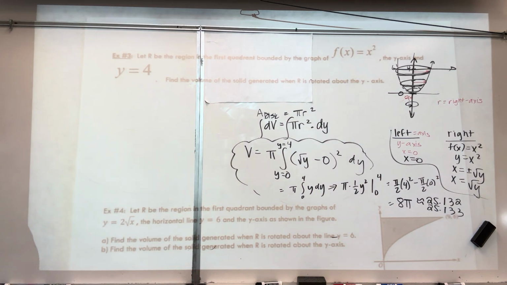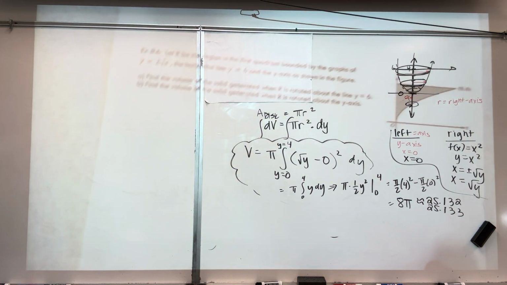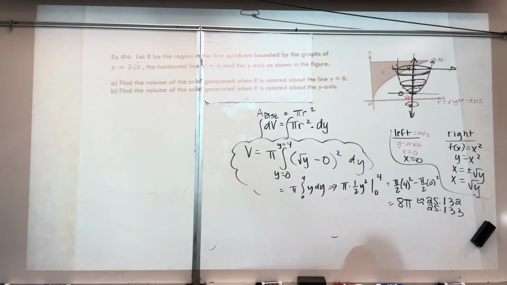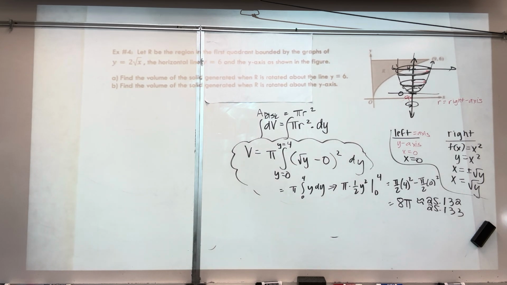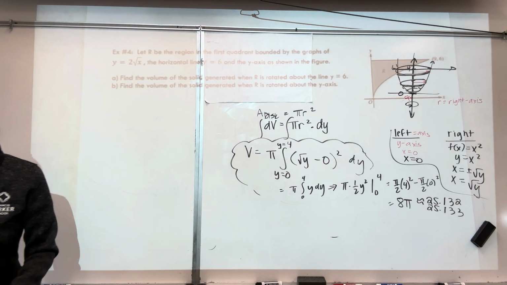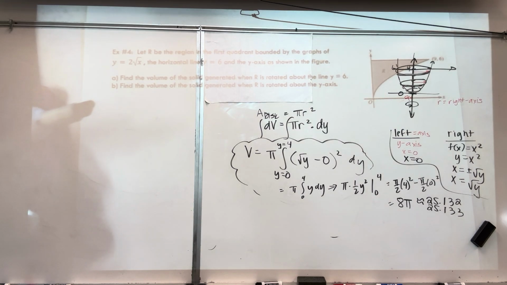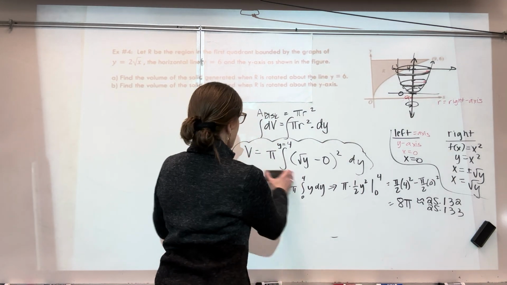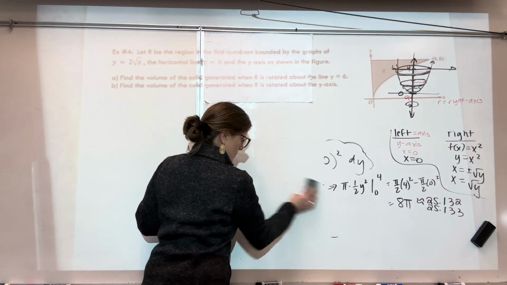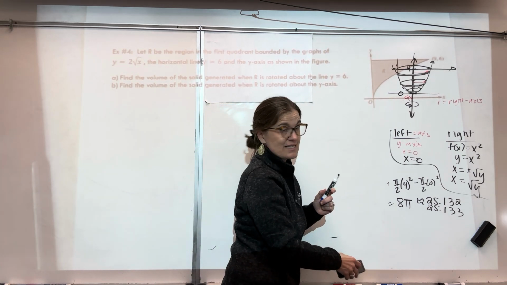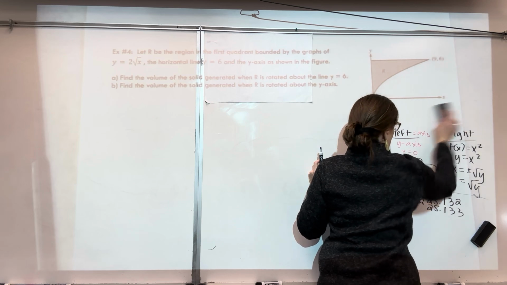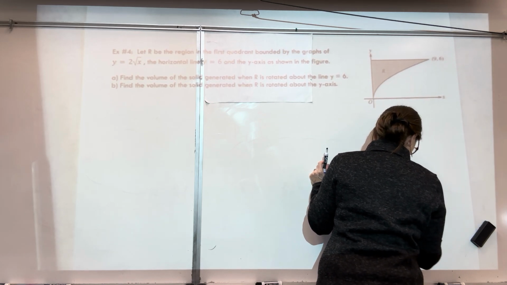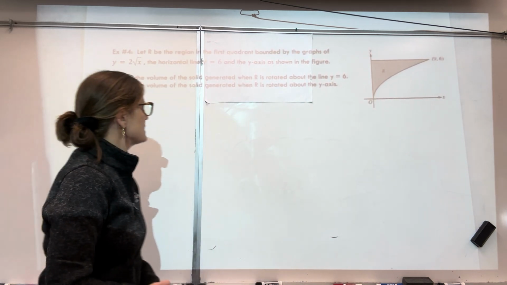All right, and last but not least on this one, I'm having you do two different disks, same region. Letter A, you're revolving around the line y equals 6, and part B, you're revolving around the y-axis. So this might be a good one for you to pause and try. I'll give you the hint that they are both disks, but one's vertical and one's horizontal.